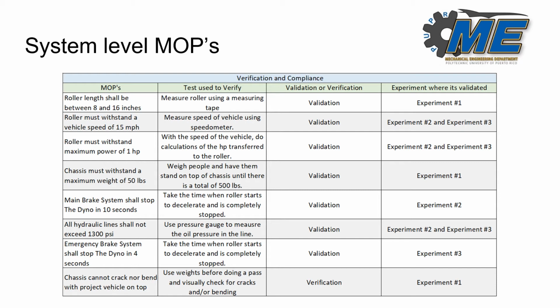For the verification and compliance, we have the MOPs, which are: the roller length shall be between 8 and 16 inches. The roller must withstand the vehicle speed of 15 miles per hour. The roller must withstand a maximum power of 1 horsepower. The chassis must withstand a maximum weight of 50 pounds. The main brake system shall stop the dyno in 10 seconds. All hydraulic lines shall not exceed 1300 psi. The emergency brake system shall stop the dyno in 4 seconds, and the chassis cannot crack nor bend with the project vehicle on top.